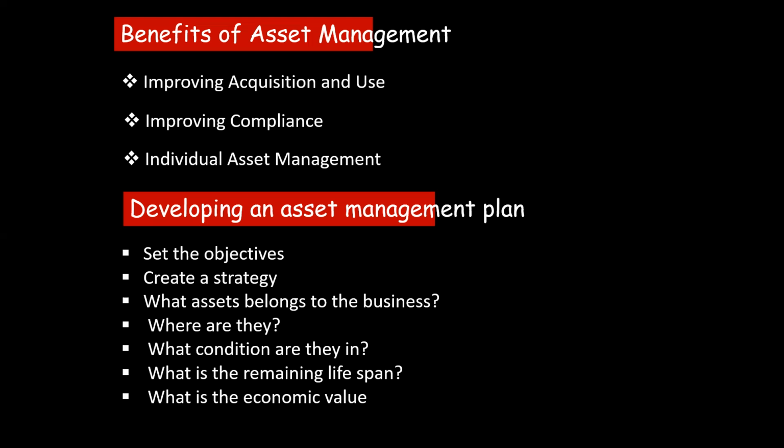The next step is create a strategy. Objectives can only be met if you have a strategy and action in place to meet them. At this stage, it is a good opportunity to carry out an audit of your assets and create an up to date inventory. When reviewing your assets, consider the following questions: what assets belong to the business? Where are they? What condition are they in? What is the remaining lifespan? And the last one is, what is the economic value? Once this has been completed, the next stage is to determine and plan against potential risk to the business.